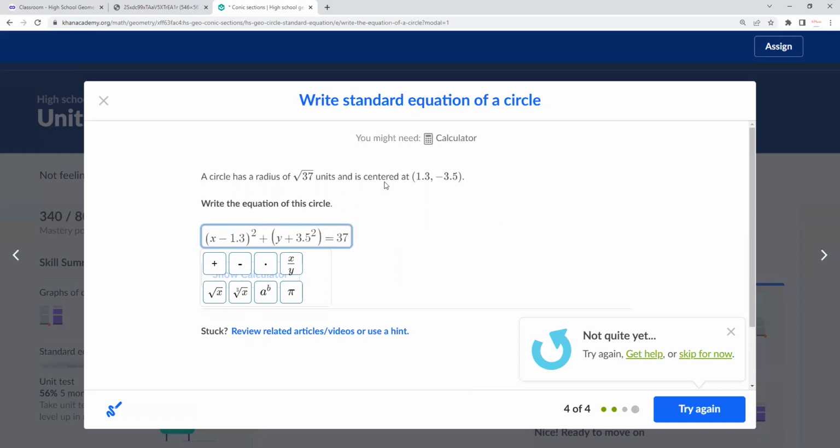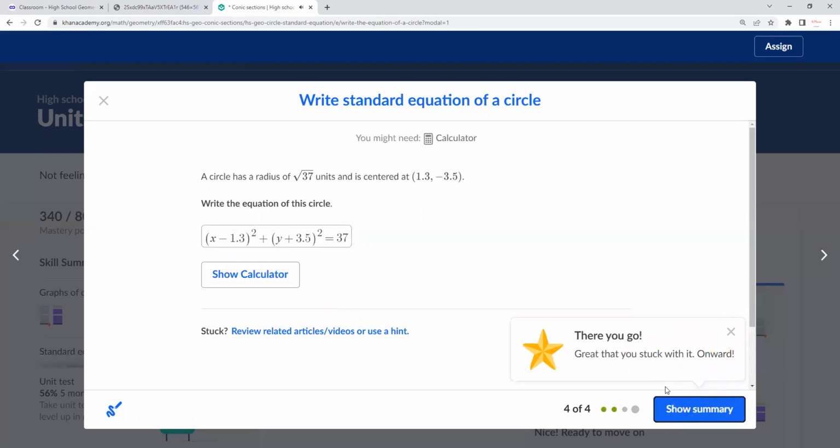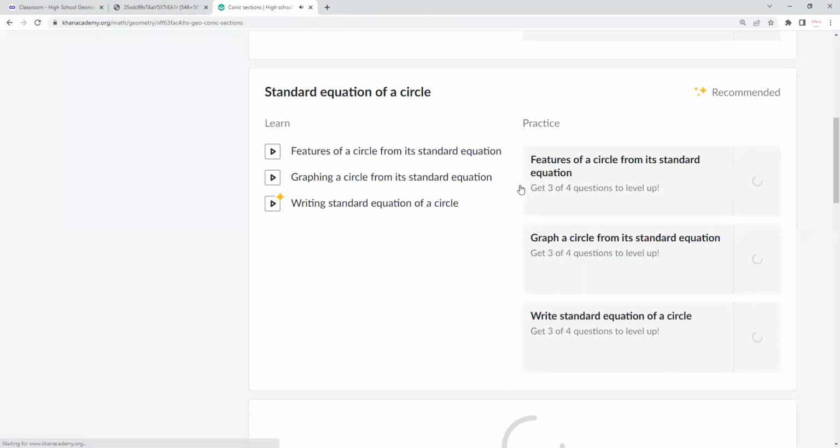It says it's centered at that, and that's the radius. Oh, I put the squared in the wrong spot. I'm just a little off today. I'm sorry. But yeah, there we go. I just put it in the wrong spot. That's it. You know, Khan Academy, picky.